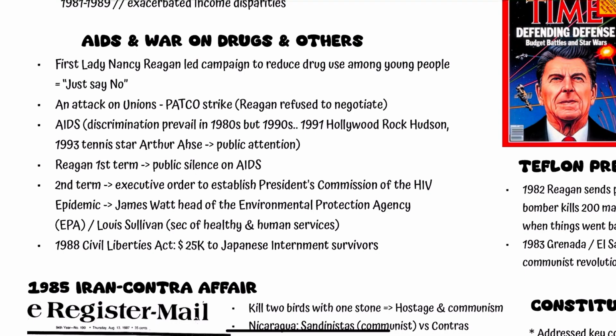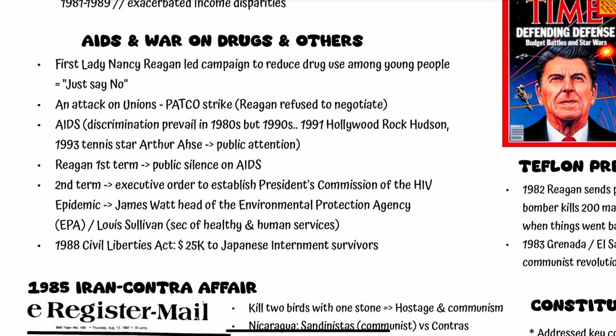And in the case of Reagan, in his first term, he had a hands-off approach. So he was silent on the issue of AIDS, and therefore the gay rights activists and the people affiliated with AIDS really criticized Reagan for his approach. And therefore, thankfully, in the second term, as if he realized this, he passed an executive order to establish the Presidential Commission on the HIV pandemic. And also, he initiated more money and investment in the research of AIDS and its treatments. And also, you can see over here that James Watt was appointed as the head of the Environmental Protection Agency, EPA, and Louis Sullivan as the Secretary of Health and Human Services.